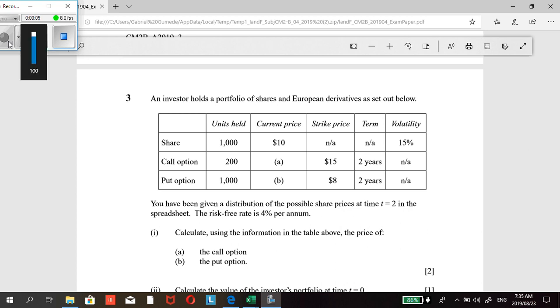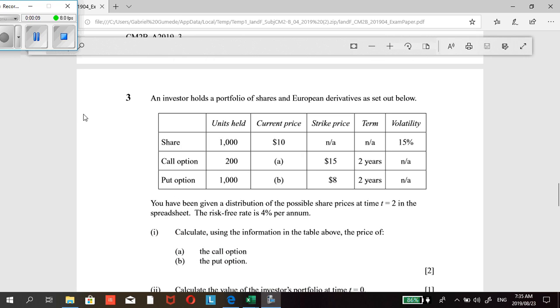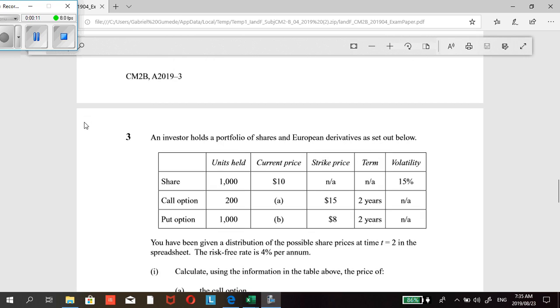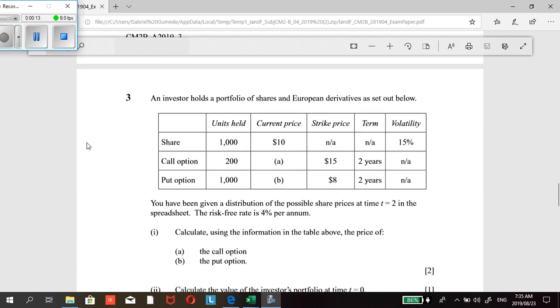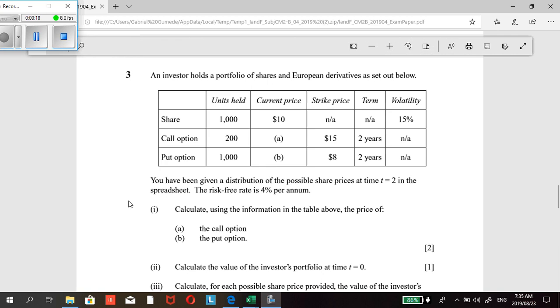Today we're going to be discussing this question here, taken from the April 2019 paper. Okay, let's read the question and see what is happening.